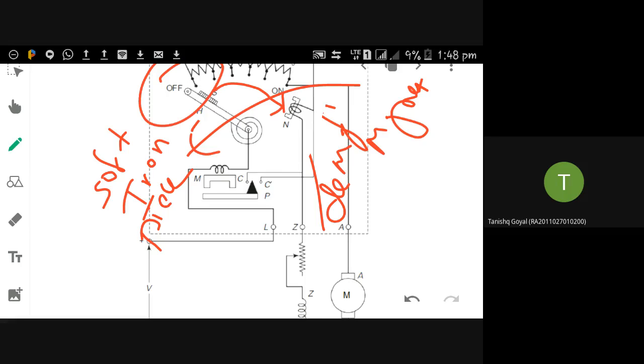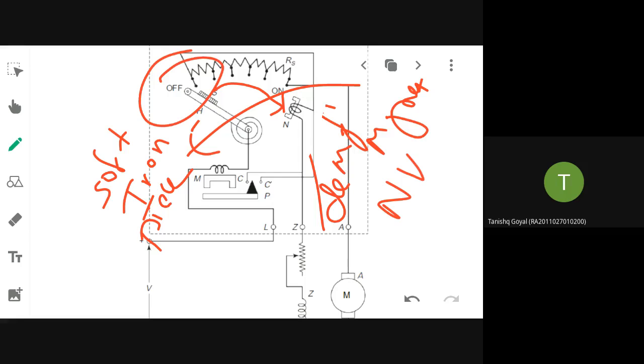So that is how the NVR protects. From what does it protect? No voltage release. What protection does it offer? When the power is cut, all of a sudden the starter should not be kept in the on position. It should come back to the off position. So in order to achieve that, what protection device is used? NVR.